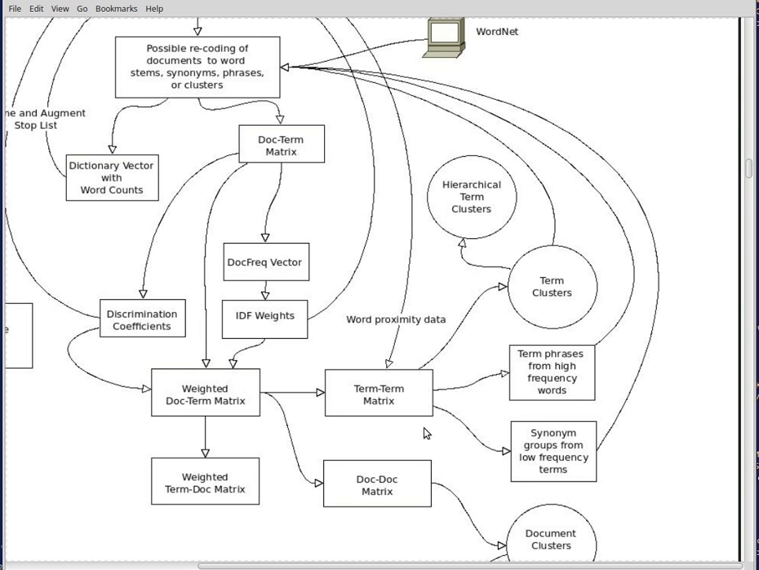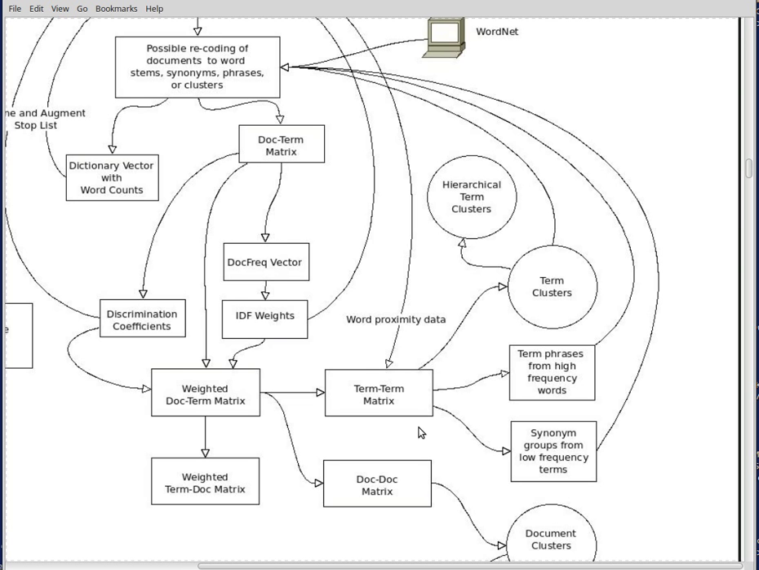We're about to calculate the term-term matrix. The term-term matrix is calculated from the document-term matrix, the weighted document-term matrix. The weights are not really all that important. It's just the fact that we have a document-term matrix that's important. At its root, the term-term matrix is the number of times two terms co-occur together in a document. The assumption is that if terms co-occur frequently with one another in documents, they are somehow related.